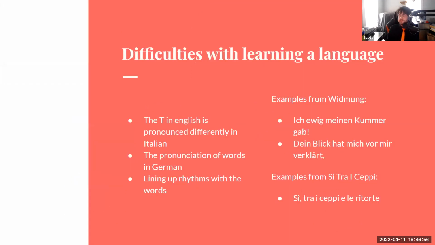So there are a few difficulties with learning a language, and not just learning a language, but learning it in a song setting. In terms of Italian, the T is actually pronounced differently in Italian than it is in English. So I have an example: "Si trai ceppi." It's really supposed to be "si trai ceppi." I'm not doing really good pronunciation right now, but when I sing it, it'd be like "si trai ceppi aleri torte," like that instead of a T. And so when you read that sheet music, it's a bit jarring to have to separate what you know already from the music. That was something difficult that I found.